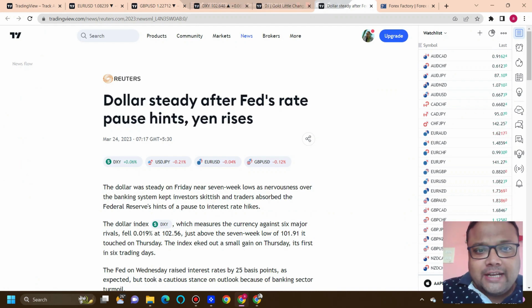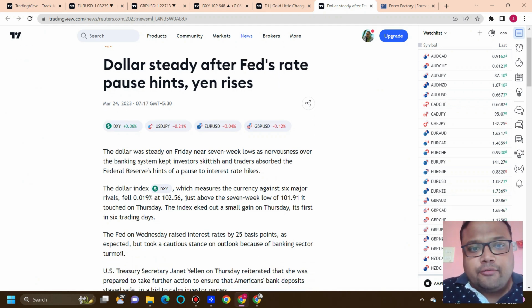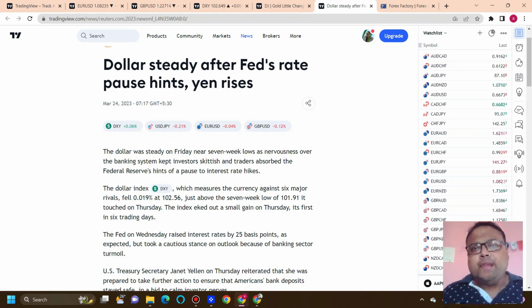First of all, dollar steady after Fed's rate pauses, yen rises. Dollar was steady on Friday near 7-week lows as nervousness over the banking system kept investors skittish and traders absorbed the Federal Reserve's hint of a pause to interest rate hikes. After FOMC, we got to see a big drop on the chart of DXY because Fed pointed out that there will be a pause on the interest rate hikes.